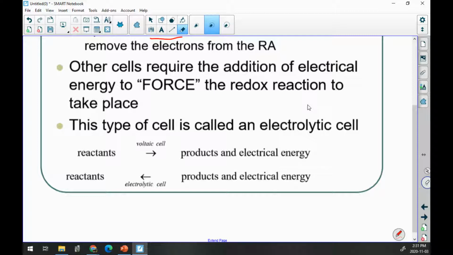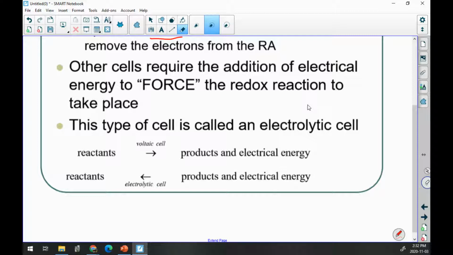So what we have here is the opposite. Voltaic cells turn chemical energy into electrical. An electrolytic cell turns electrical energy into chemical energy.